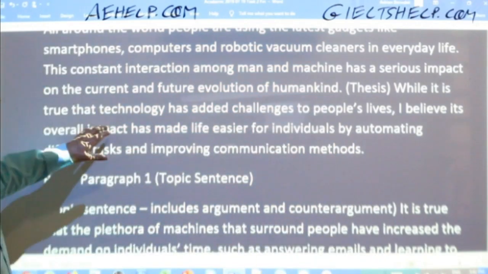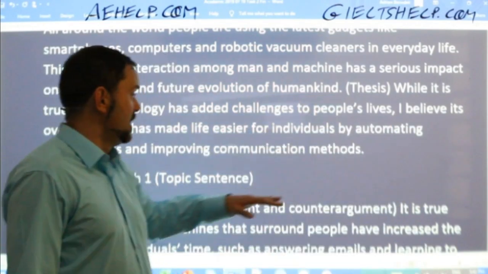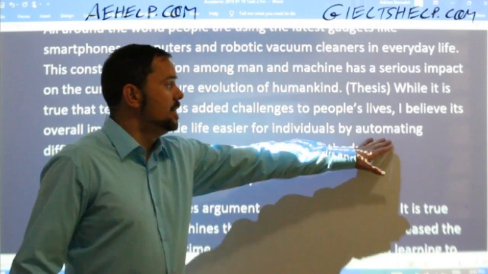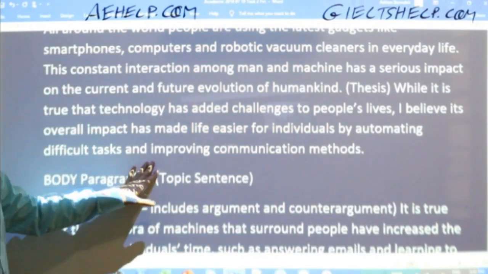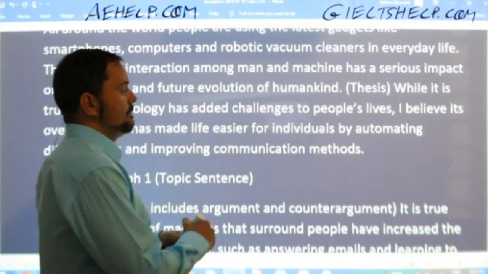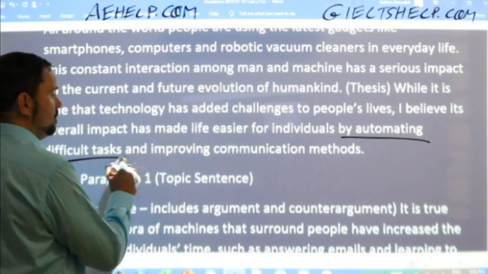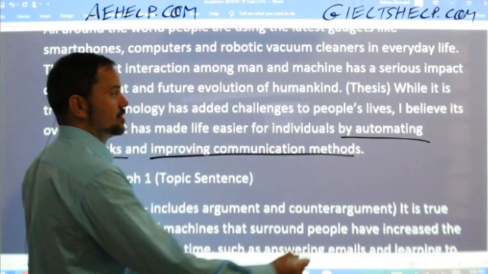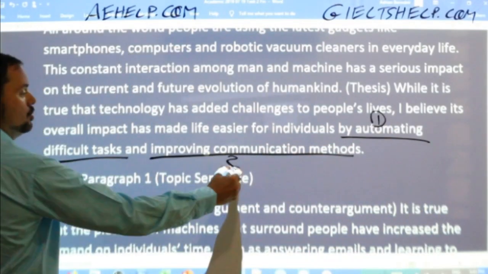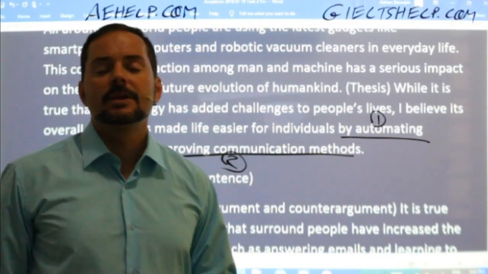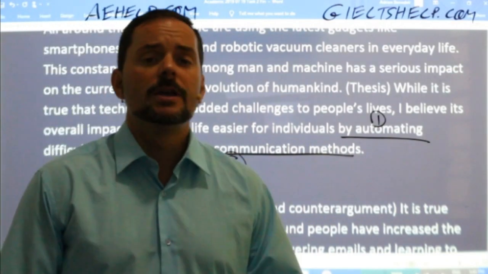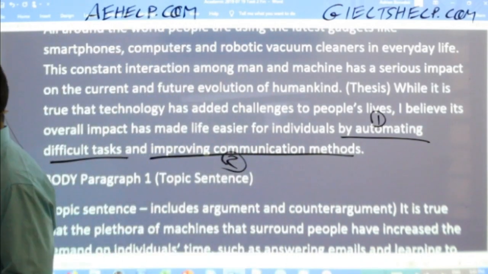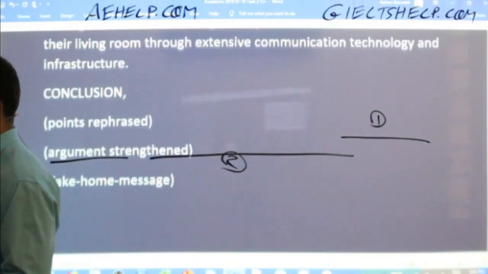While it is true that technology has added challenges to people's lives, I believe its overall impact has made life easier for individuals by automating difficult tasks and improving communication methods. So this is my point one, automating difficult tasks. So technology is automating difficult tasks and improving communication methods. So that's point one, and that's point two. So those are my 2 points that I have to rephrase in my conclusion. The conclusion is not just a paraphrase of the question or the introduction. It's more than that. Okay, a good conclusion is more than that.